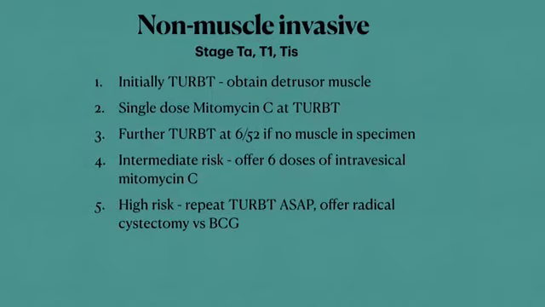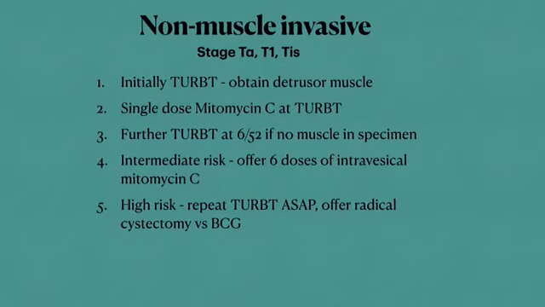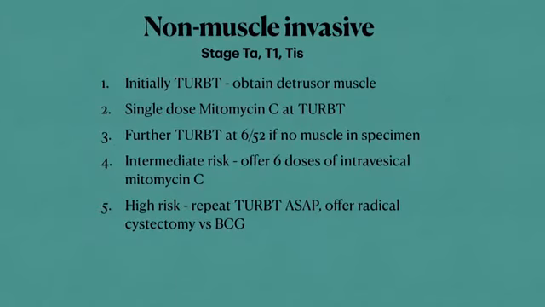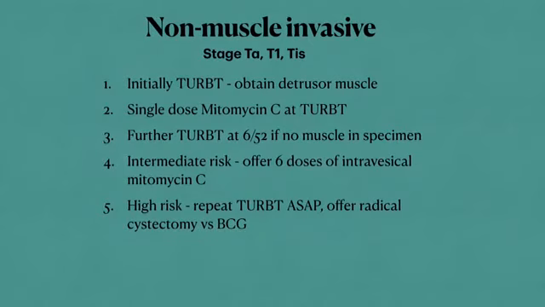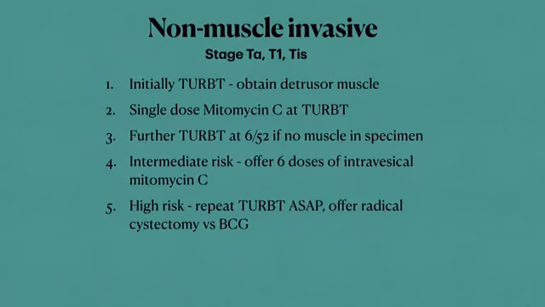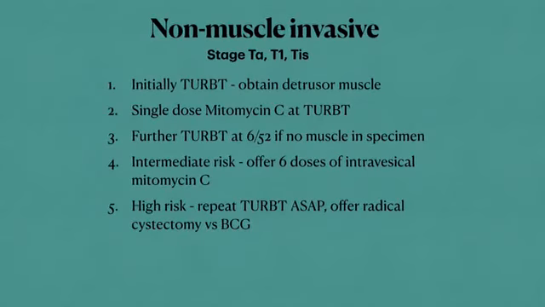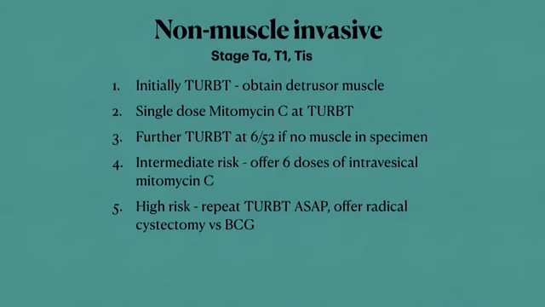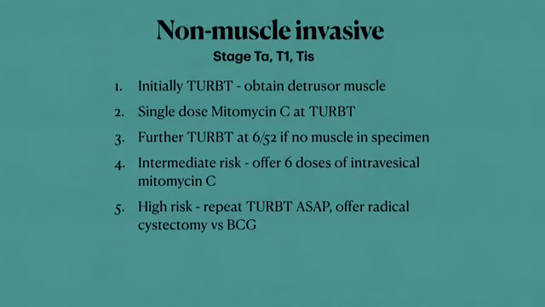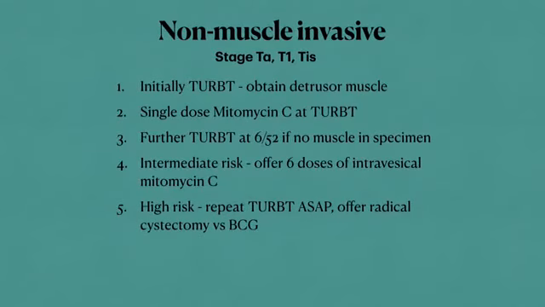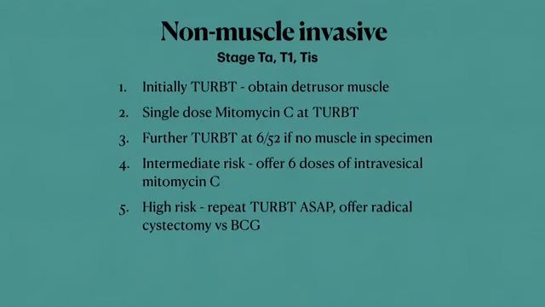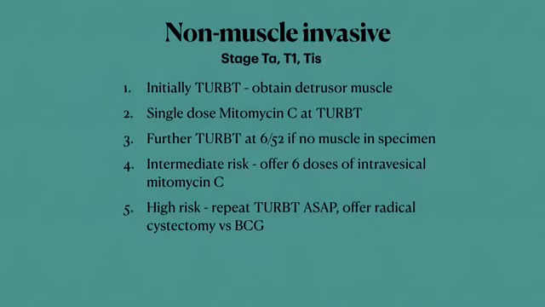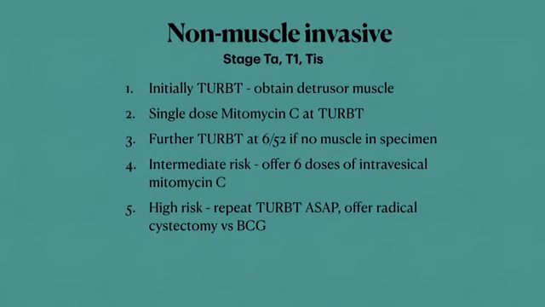Okay, so the management for non-invasive bladder cancer, which is stage Ta, T1 and TIS, so carcinoma in situ. These patients will have had a lesion identified on flexible cystoscopy. They'll have gone for a TURBT, a transurethral resection of a bladder tumour, of which they must obtain detrusor muscle, or they need to go back for a repeat TURBT at 6 weeks. They'll then get a single dose of mitomycin C at the time of the operation. Now, low risk don't need any further intervention, just follow up. Intermediate risk need to be offered 6 doses of intravesical mitomycin C. High risk need to go on for a repeat TURBT as soon as possible, and definitely within 6 weeks. And they are offered a radical cystectomy versus intravesical BCG, which is induction and then a maintenance dose.